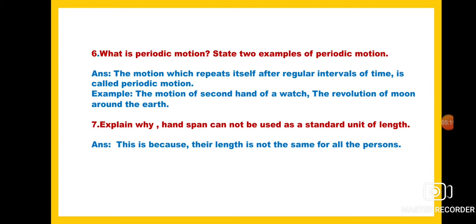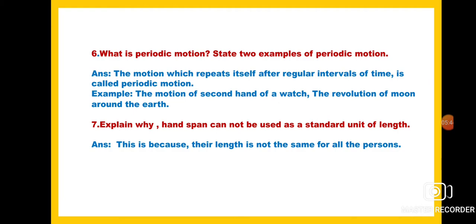On one hand it is a circular motion and on the other hand it is a periodic motion as well. Okay, then rotation of the earth around its own axis. On one hand it is a rotational motion and on the other hand it is a periodic motion as well, because all the time it is taking 24 hours. Understood? A regular fixed interval of time it is taking. Okay, so these are the examples of periodic motion.